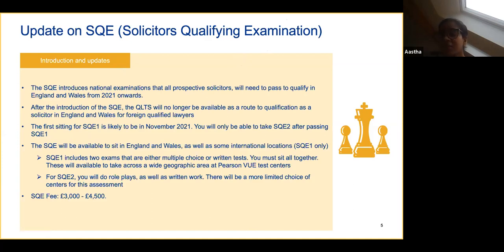So yes, SQE is coming soon, but for the candidates to make an informed decision, there are some points to be considered on why it is now the right time to enroll for the QLTS. So we will take you through that as well, what we thought would give you an idea and also enable you to make a good decision.